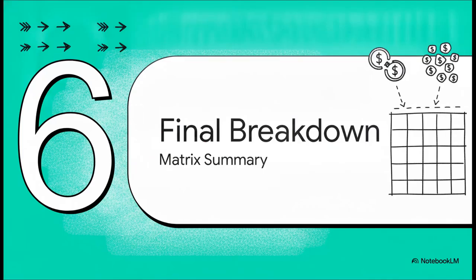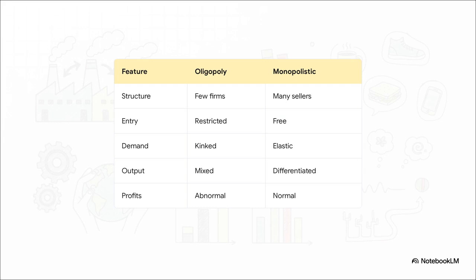Round 6, the final breakdown. We've survived all the head-to-head matchups, so let's put the complete matrix together to see the whole picture. Looking at the complete picture here, the divide is super clear. A market with just a few firms and high entry barriers leads to unpredictable demand, massive abnormal profits, and fearful interdependence. Compare that to a market with many sellers and free entry, which naturally leads to normal profits, independent decisions, and flexible demand for strictly differentiated goods.